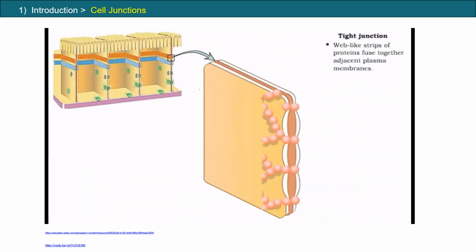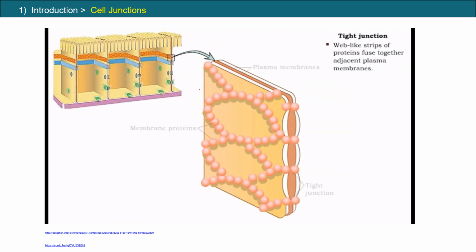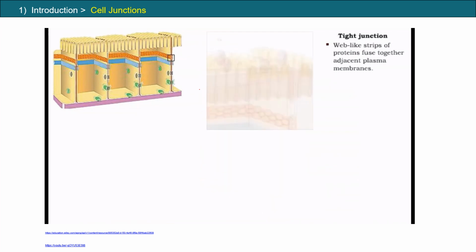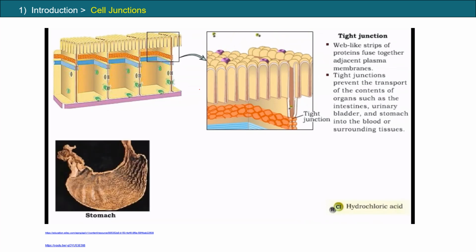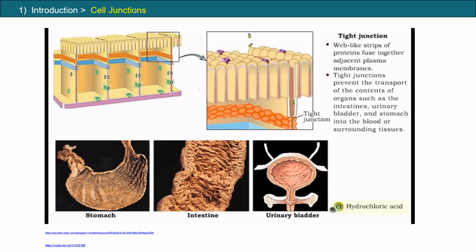The tight junction is an area where the plasma membranes of adjacent cells are fused together. These junctions protect underlying tissues from harmful substances by restricting the movement of substances, like hydrochloric acid, in the spaces between cells. Tight junctions are found in tissues lining the surface of organs and body cavities, such as the stomach, intestines, and urinary bladder.